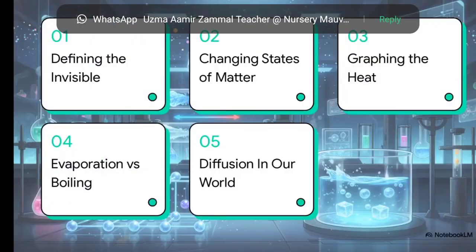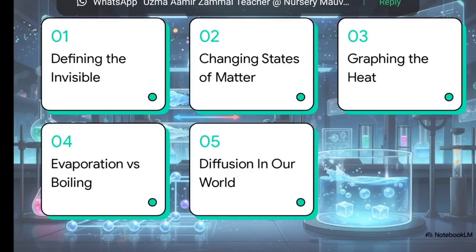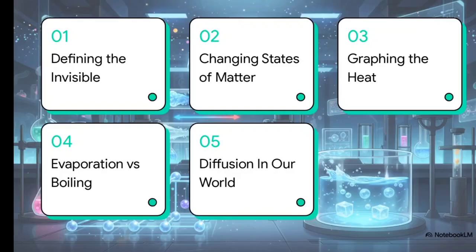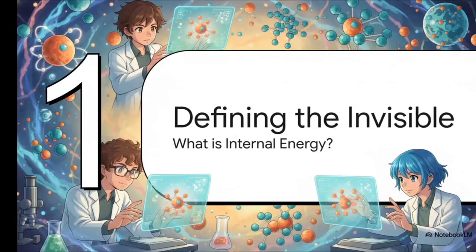Okay, let's lay out our roadmap for Chapter 14, States of Matter and Phase Changes. We'll cover 1. Defining the invisible, 2. Changing states of matter, 3. Graphing the heat, 4. Evaporation versus boiling, and 5. Diffusion in our world.